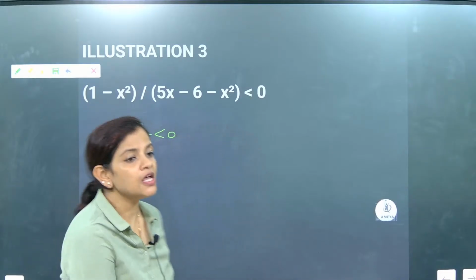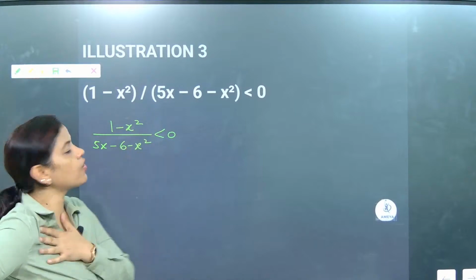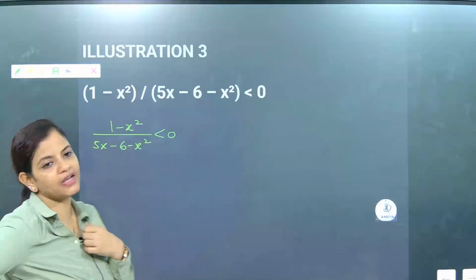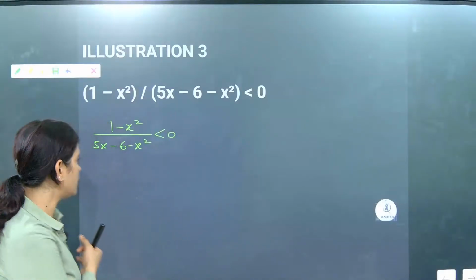Shall I start solving, please? Now look, beta. Here the x square coefficient is minus, and here also it is minus. How can we solve these questions? Understood or not? So our first work is a little bit uneasy, I'm feeling.